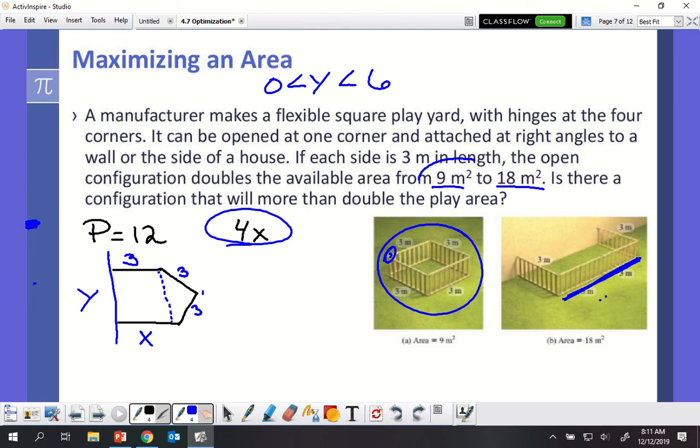So when it is 0, the area is 9. When it's 6, it was 18. So I have those two values already. I just need to find a min or max in between here. So my derivative, where it's undefined, was plus or minus 6, and we said that's going to be outside of my realm because I'm not using those.